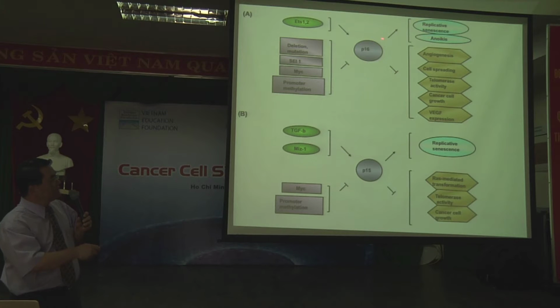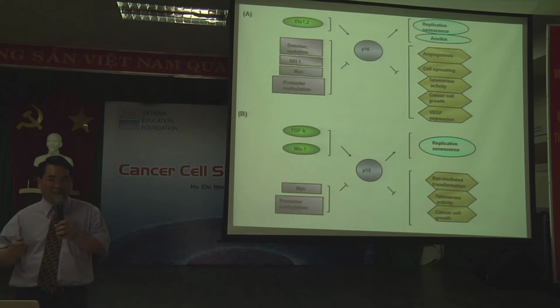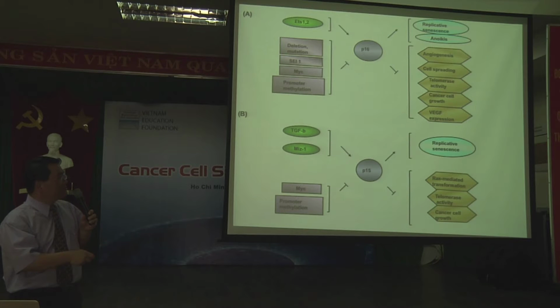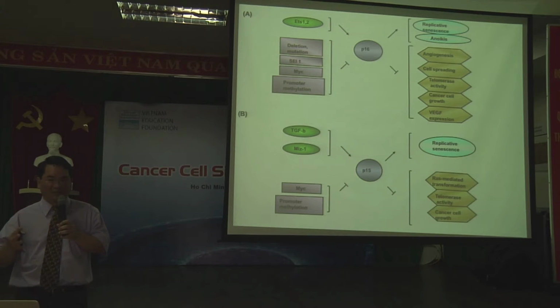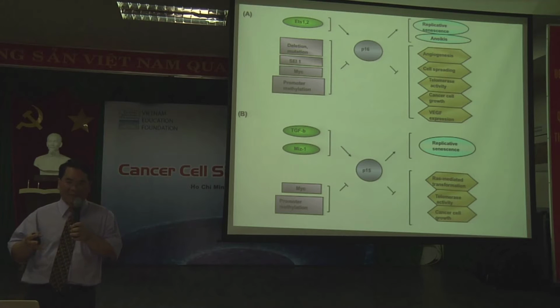So you could imagine if a cancer cell managed to inactivate these particular genes, all these capabilities become activated. Those cancer cells will have the capability to do new blood vessel formation, will be able to do cell invasion, spreading out, be able to deregulate telomerase, activate more telomerase, be able to promote cell growth, be able to promote VEGF production, etc. You could imagine why these genes need to be inactivated in cancer, so the cancer cell will have the growth advantage, right?